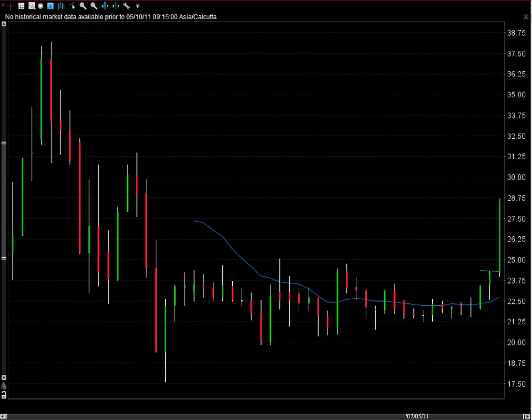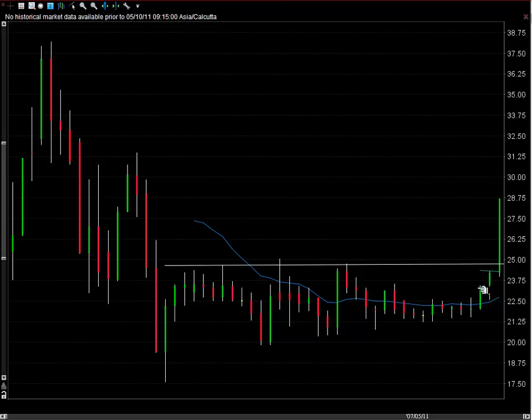PMPP, it's Paramount Print Packaging. This came up because it was actually a play that was breaking out of consolidation. If you see here, you can draw the horizontal line, and notice the stock for each one of these bars is 1 day of price action. So notice the stock has been trading sideways for actually several months.